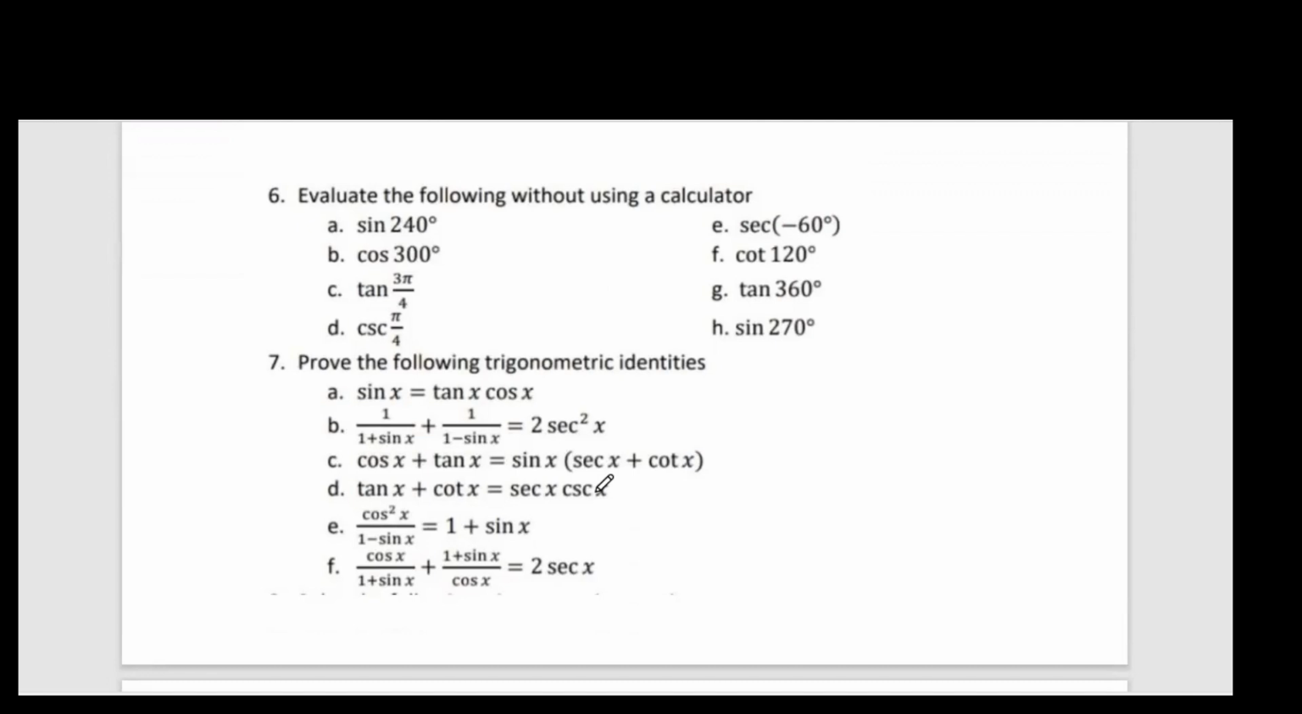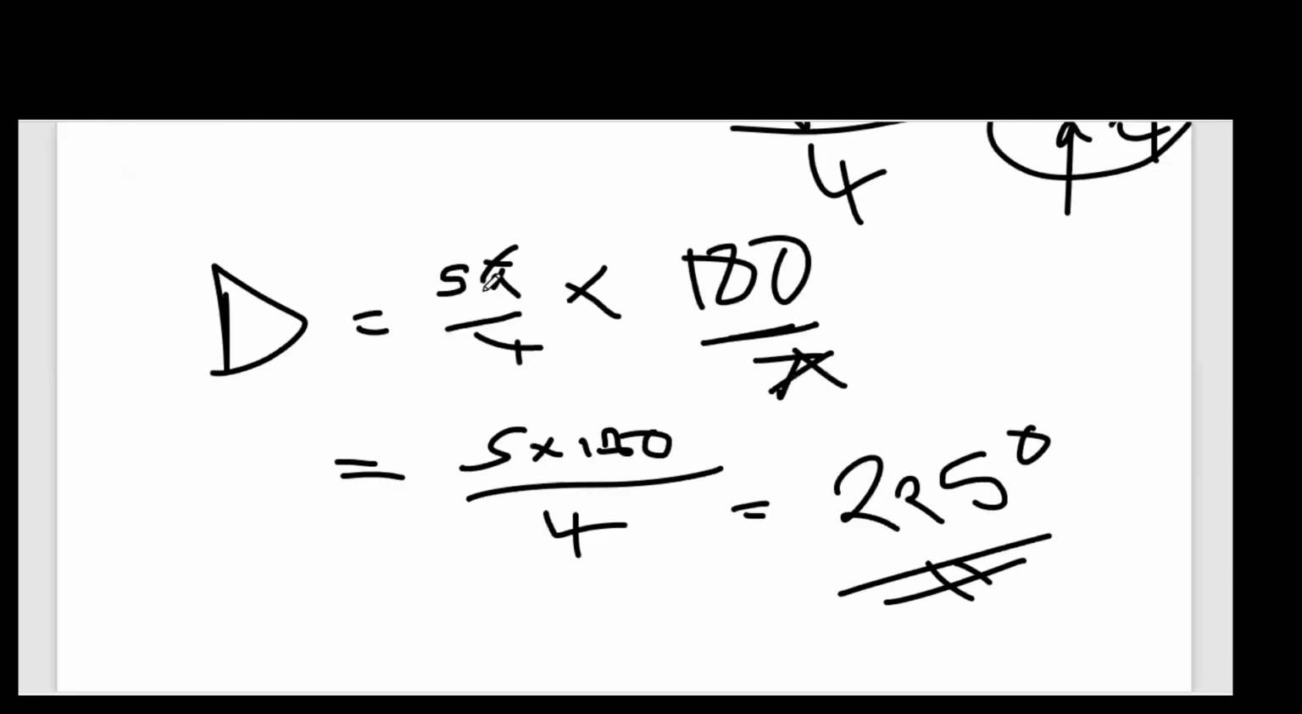So this type of question, that's where you need to know those special angles, guys. You have to know those special angles, because if they give you an angle, you won't have a calculator in the exam. Okay, so let's start from the first one. The first one, we have to calculate what sine 240 is.